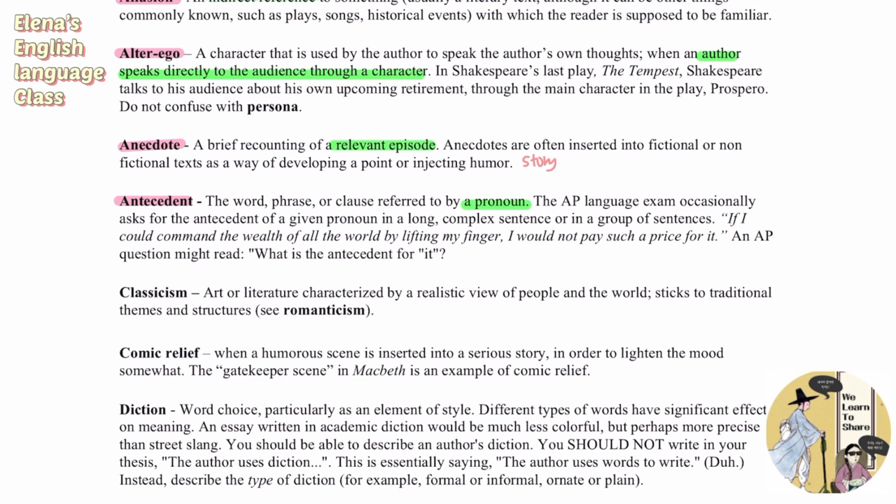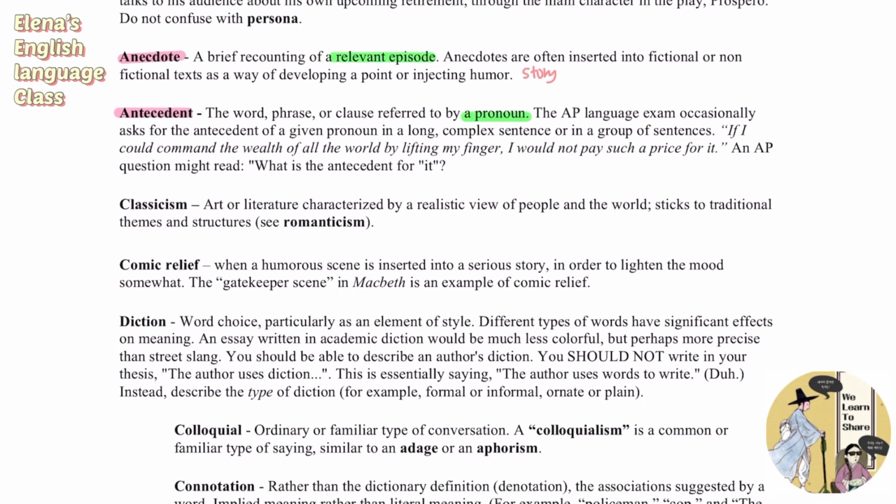An AP question might read, what is the antecedent for it? So you need to find what it means in this passage, right? And over here, it would be this whole phrase: command the wealth of all the world by lifting my finger. This would be what it means. So you can remember the antecedent is something that is referred to by a pronoun.